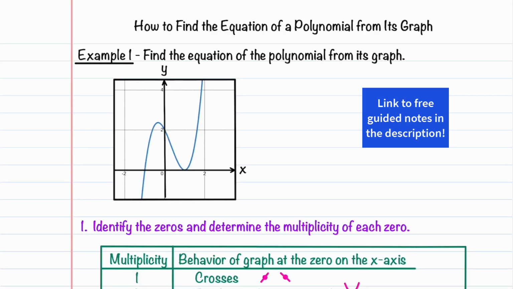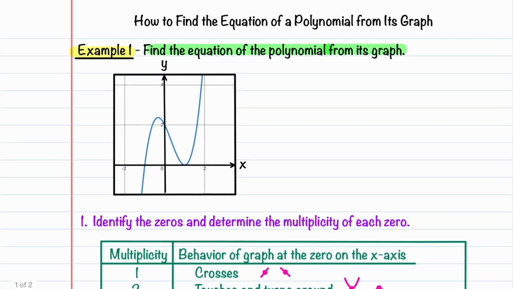In this video, you're going to learn how to write the equation of a polynomial function just by analyzing its graph. We'll go through 3 key steps and look at 2 example problems to show you exactly how it's done. Let's begin with our first example. We are given a graph and we are asked to find the equation of the polynomial from its graph.